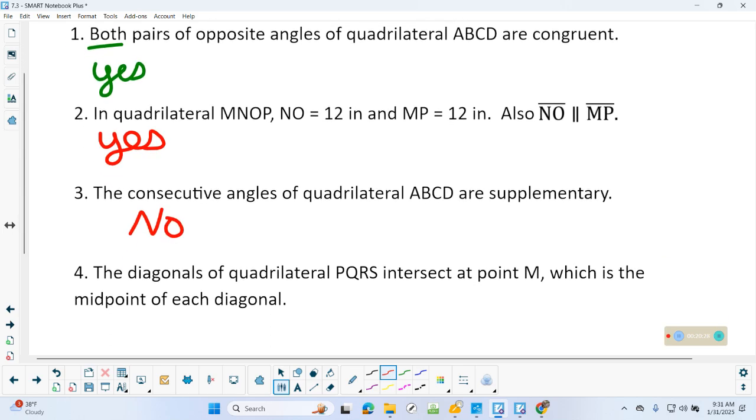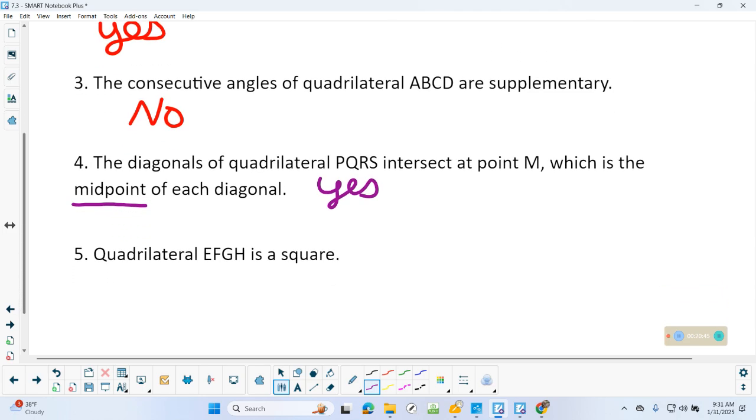Okay, diagonals intersect at point M, which is the midpoint. Does midpoint show that they bisect each other, that they're cut in half? Yeah, sure does. Let's go with a yes on that. I've got to scroll down for 5. It's a square. Let's check the square.